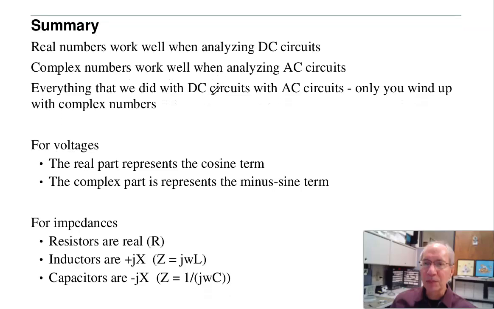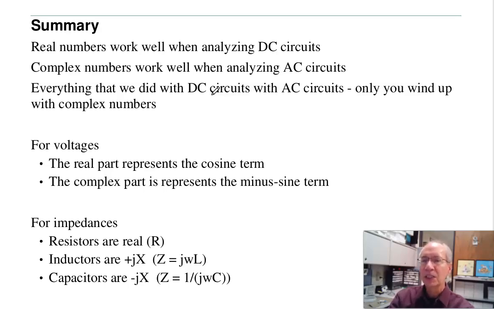So kind of in summary, real numbers work really well with DC. Complex numbers work really well when analyzing AC circuits. Everything that we did at DC now applies to AC circuits, only now you wind up using complex numbers. And with AC analysis, that's called phasor analysis. That's changing the problem, describing voltage and current sources as complex numbers, describing inductors, capacitors, resistors as complex numbers.